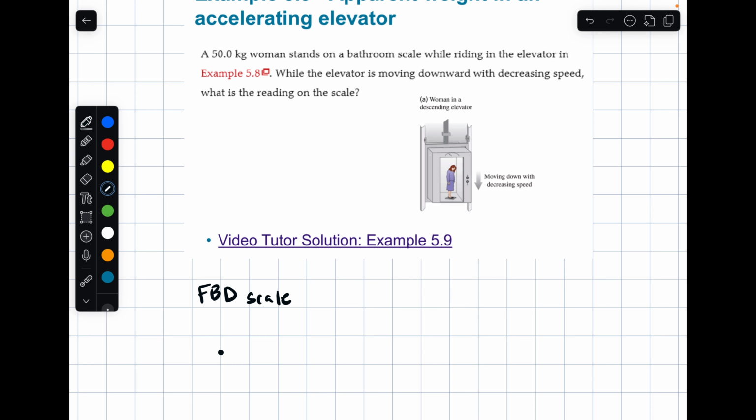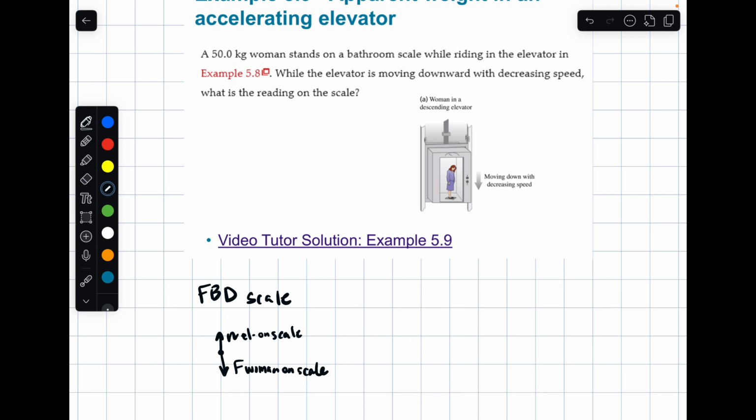So let's think about everything that the scale is feeling. The scale is feeling a force downward due to the weight of the woman, right? So we'll call this the force of the woman on the scale. And we're going to ignore the weight of the scale. The scale is also sitting on the surface of the elevator, so it's going to feel a normal force due to the elevator on scale.